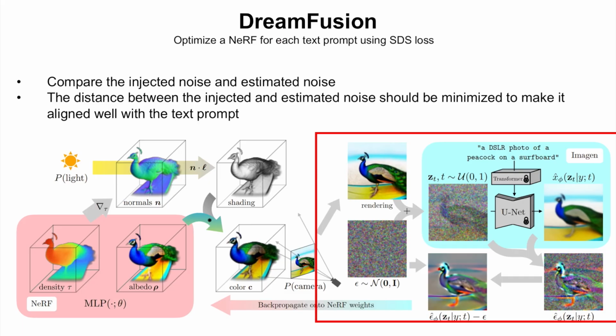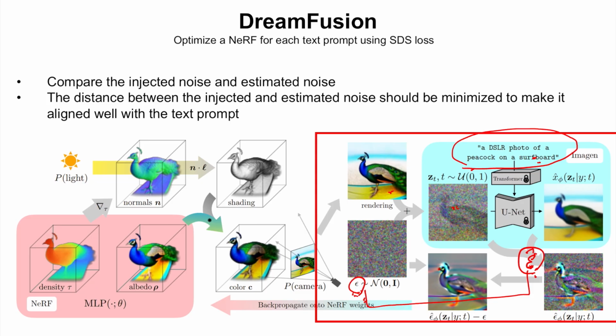And then we compare. We have the estimated noise, epsilon hat, and then we have the ground truth noise, epsilon, and our goal is minimizing the distance between them. If the image is almost the same as this text prompt, then epsilon hat and epsilon might be almost the same, right? But if the image is very far from this text prompt, epsilon hat and epsilon might be very far apart. So that is the main motivation of this score distillation loss function.